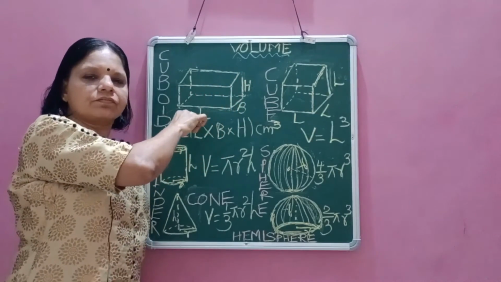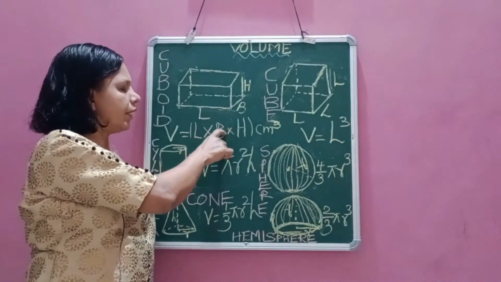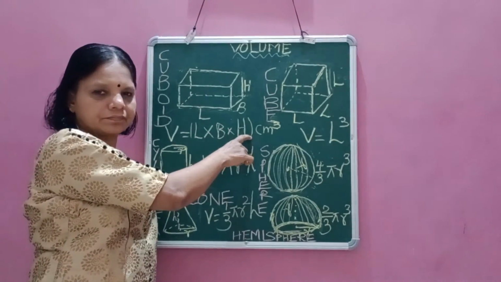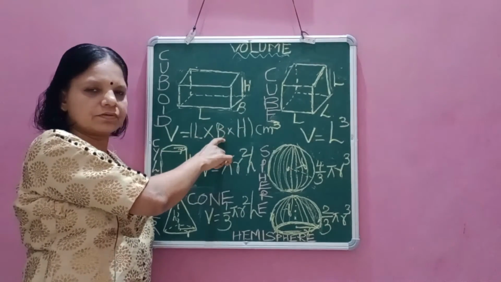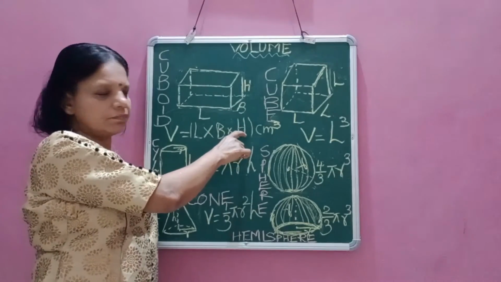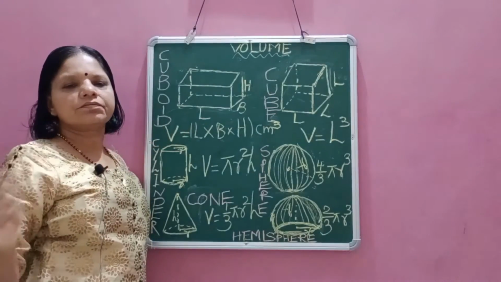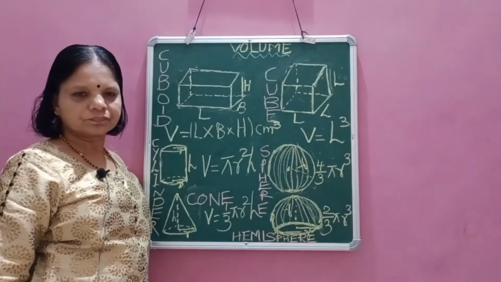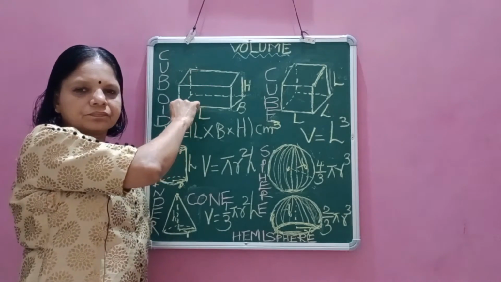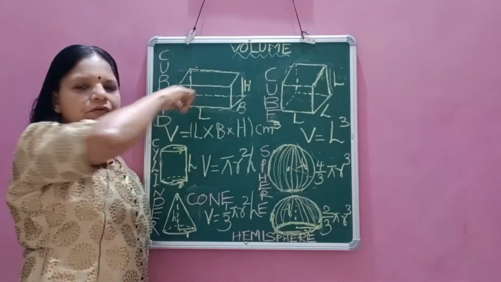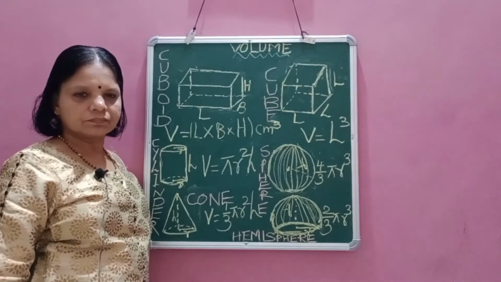So its volume will be length into breadth into height. So if length is in centimeter, breadth is in centimeter, height is in centimeter, centimeter into centimeter into centimeter, the unit is centimeter cube. So generally the opposite faces will have the same area.